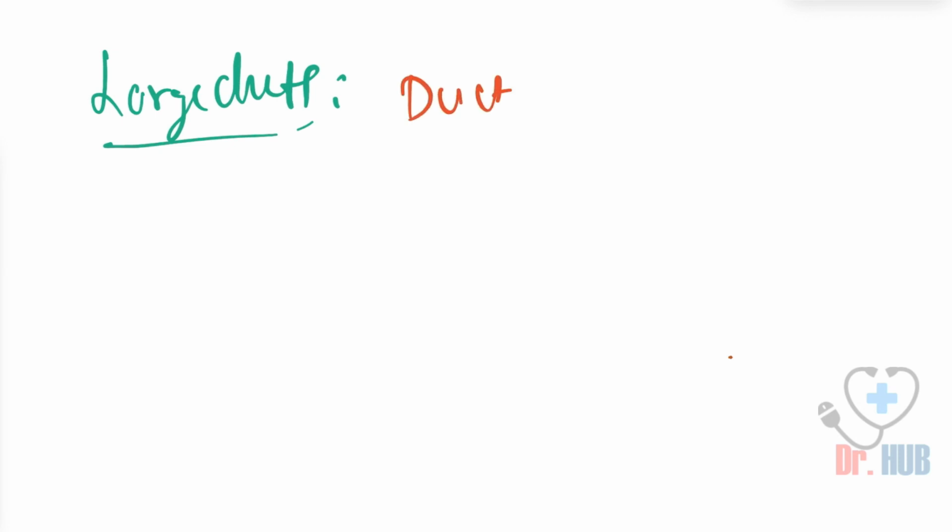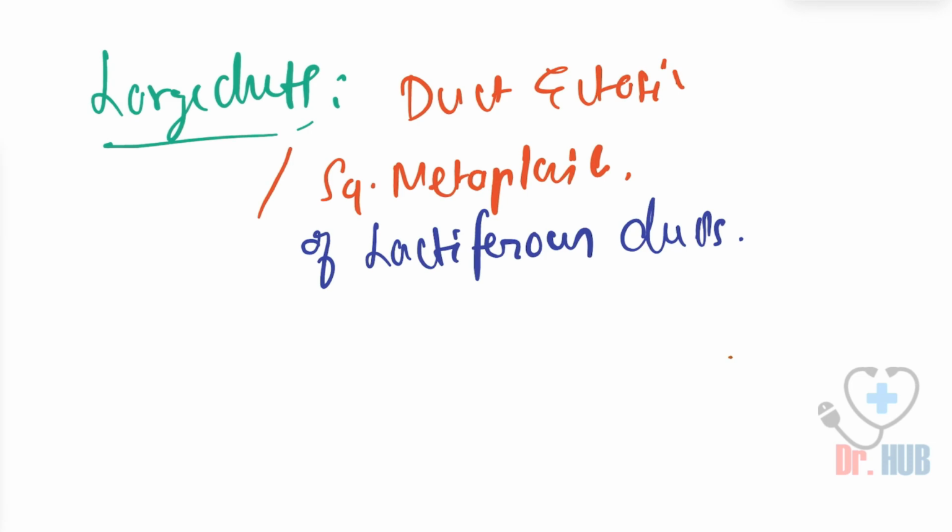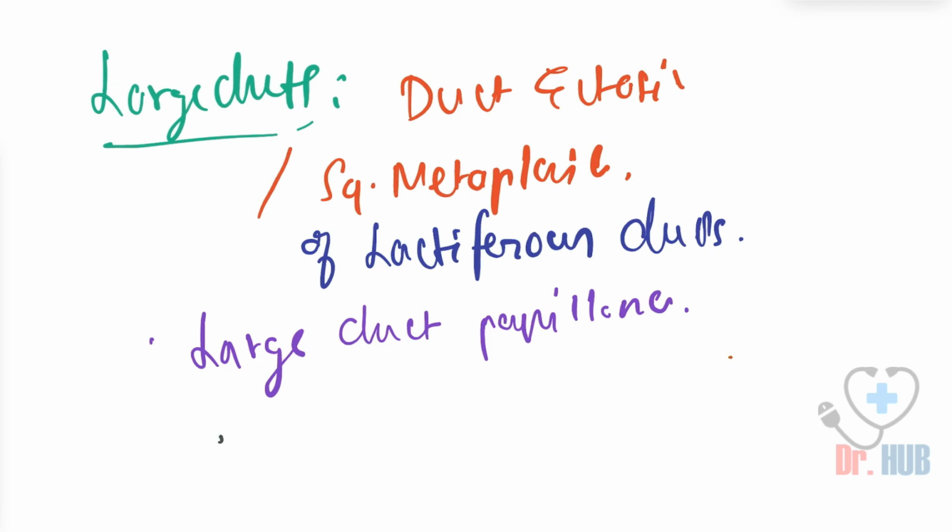So now we look at the large ducts. What is associated with the large ducts? With the large ducts, there is duct ectasia. Next comes the squamous metaplasia, and the squamous metaplasia is of the lactiferous ducts. Then we also look at the large duct papilloma, as well as the Paget disease.